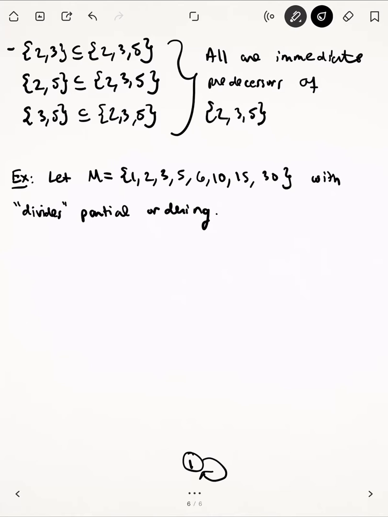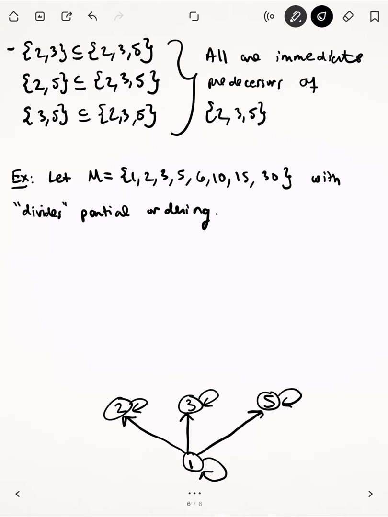Now, what is 1 the immediate predecessor for? So under the divides relation, what elements is 1 the immediate predecessor for? And if you look carefully, it's actually 2, 3, and 5. So in the next row, in this digraph, we're going to draw 2, 3, and 5. And 1 is the immediate predecessor for all these. And again, all these elements are related to themselves because partial orderings are reflexive.